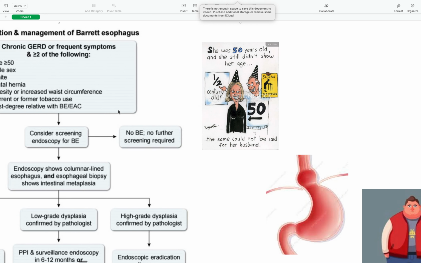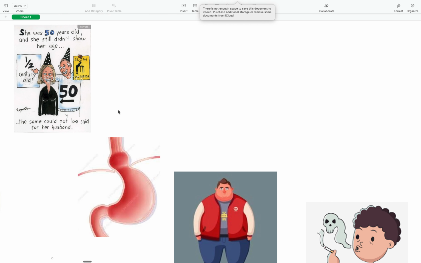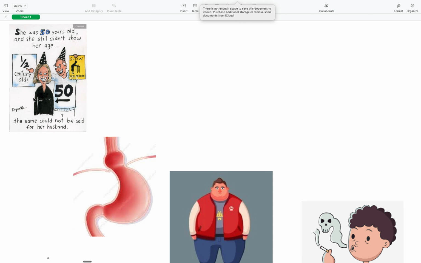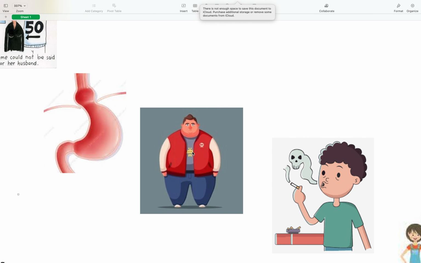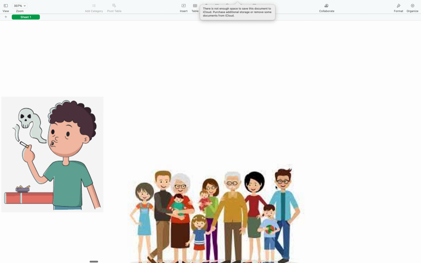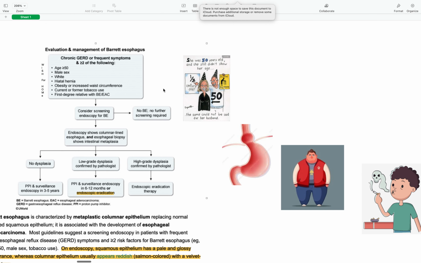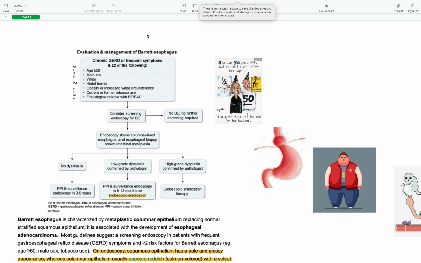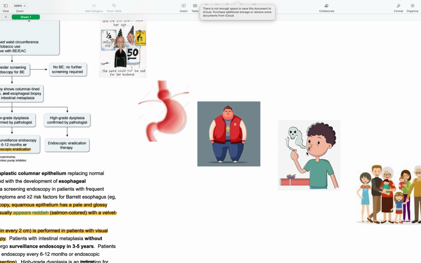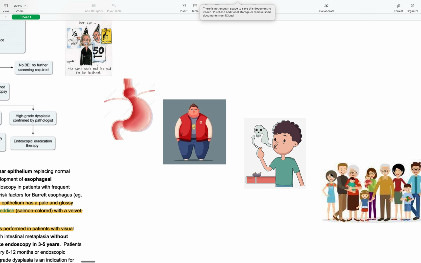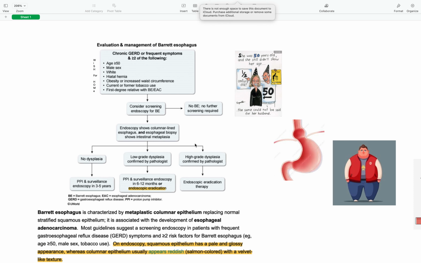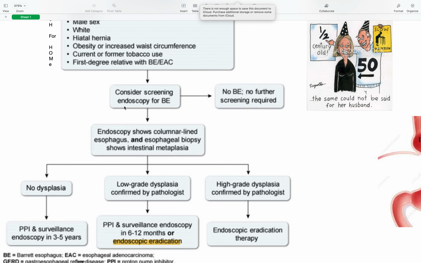Okay, so pictures are always good to remember. 50, hiatal hernia, male, white, and obese, smokers, and family history. Okay, so those are the red flags for Barrett's esophagus. So any patient who has GERD, who presents with progressive symptoms or who has these risk factors, what do you do then? Yes, you need to do an endoscopy. Okay, endoscopy for Barrett's esophagus.